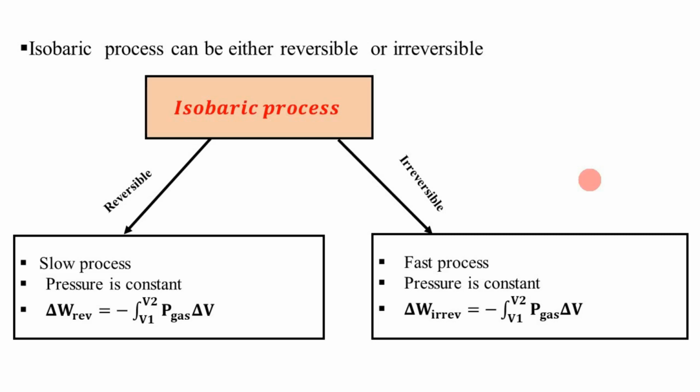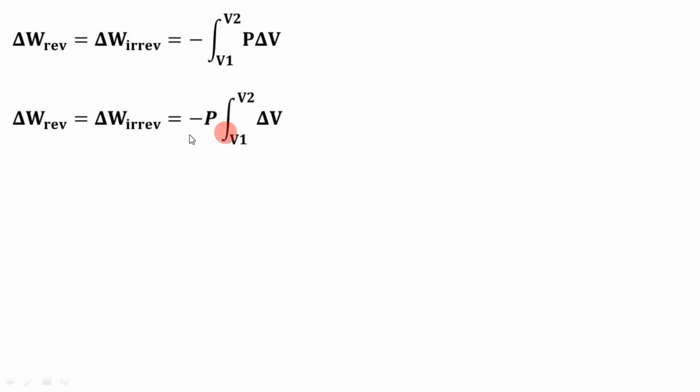In this case, we can use the same formula to calculate the work done, reversible or irreversible, and the work done is equal to negative the integral of PdV. Because the pressure is constant, we can put the pressure aside, and then we integrate dV. The integration of dV is V. In this case, the work done is equal to negative P times V, integrated from V1 to V2, that is V2 minus V1.